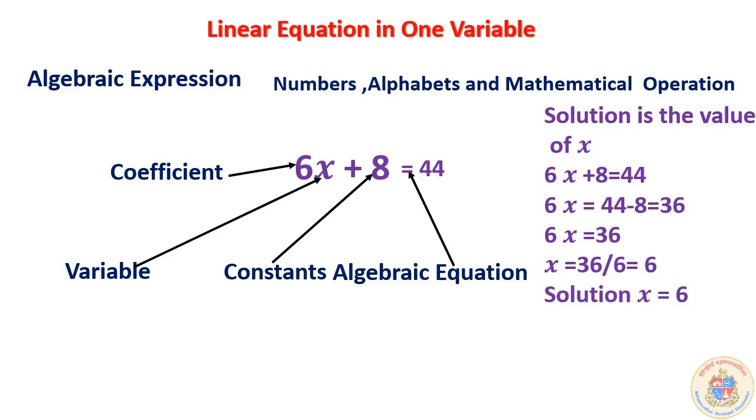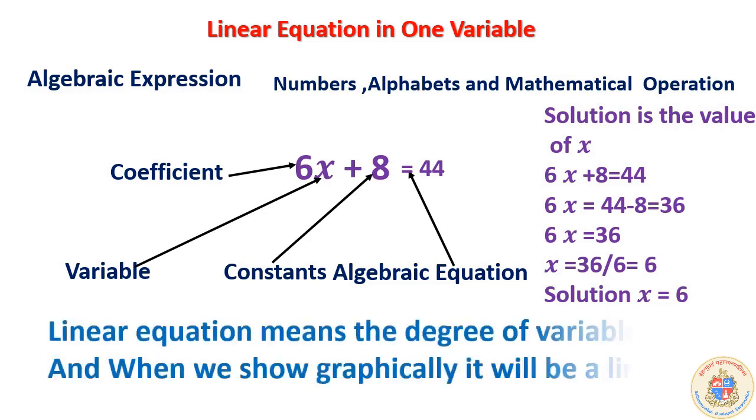You can pause the video and check that or recollect what you learned earlier, and take a pause over here to know that you should remember coefficient, variable, constant, algebraic equation, solution, etc. And linear equation means the equation which has a variable and its degree is equal to 1. Degree is nothing but the power of the variable, and when we show it graphically, we know that it will come in the form of a line.